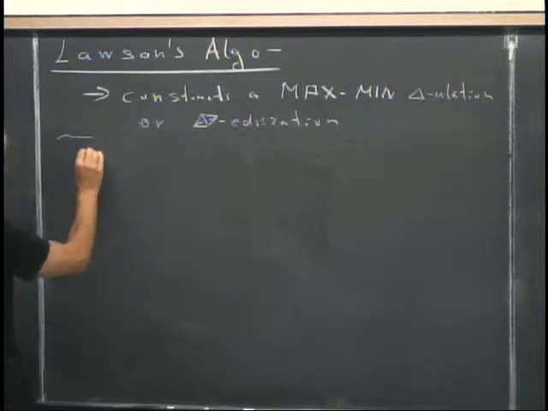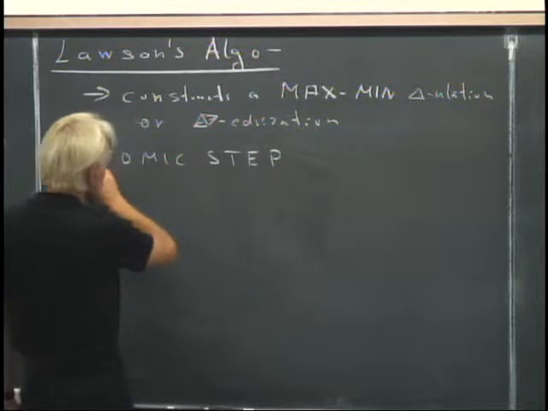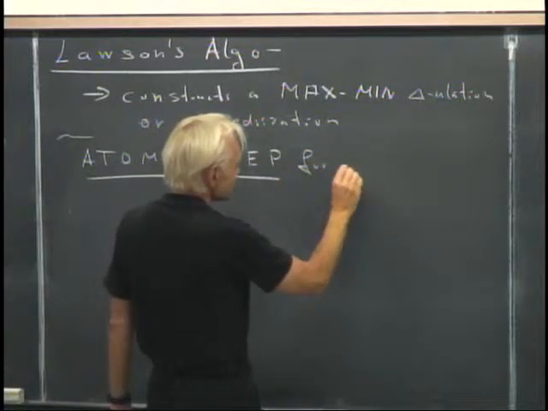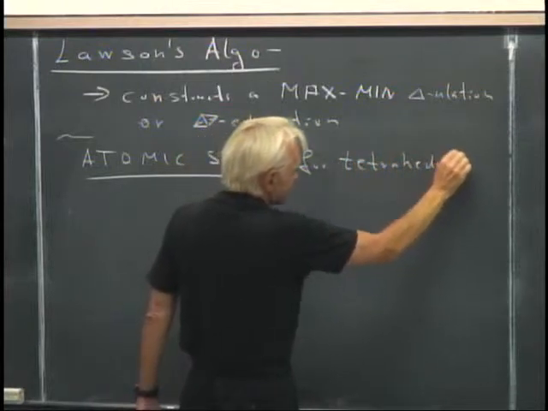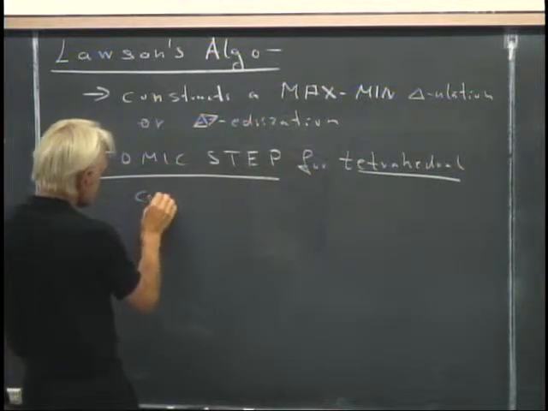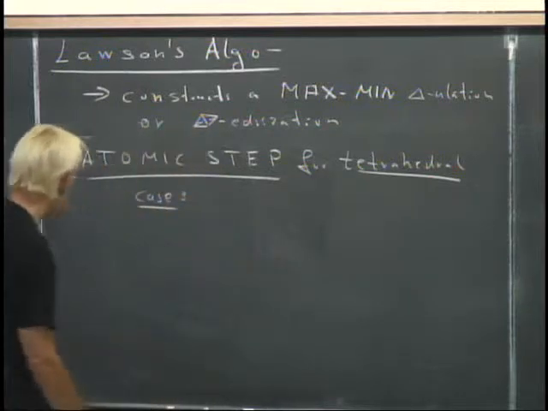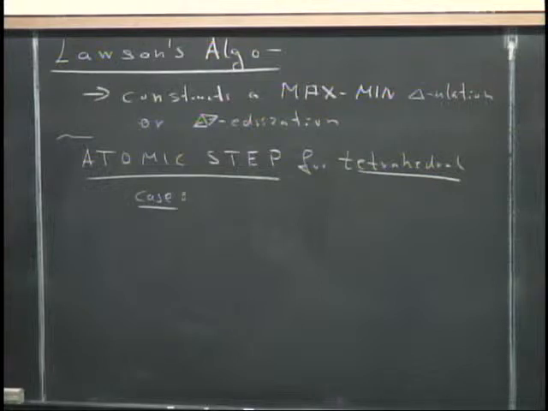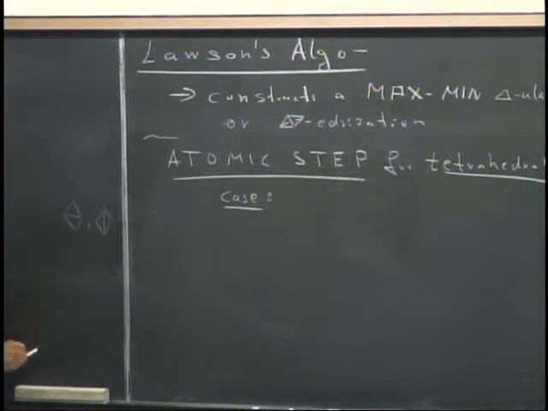So, the basic idea is the atomic step in Lawson for the volumetric case, tetrahedral case. Okay, so in 2D, it worked like this. In 2D, we had this configuration to compare against the alternative, and the alternative is that, right? And the better of the two is this one. So what is the equivalent configuration we have to consider for tetrahedra?